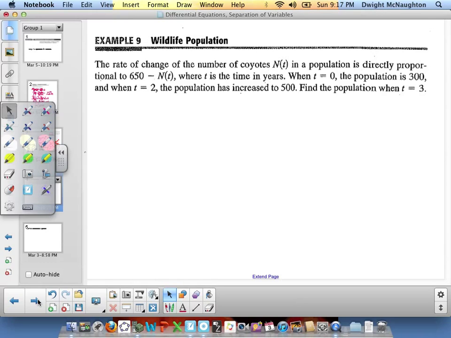This type of problem has appeared on the last 2 AP exams for sure. Haven't looked back far enough, but it may have been on the last 3. So this is a logistic growth problem.